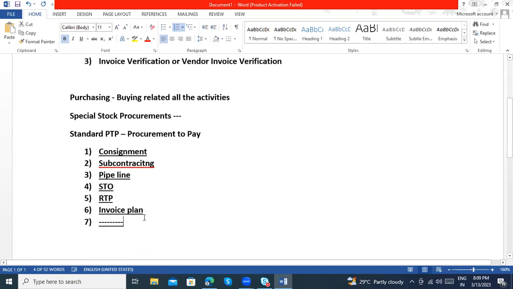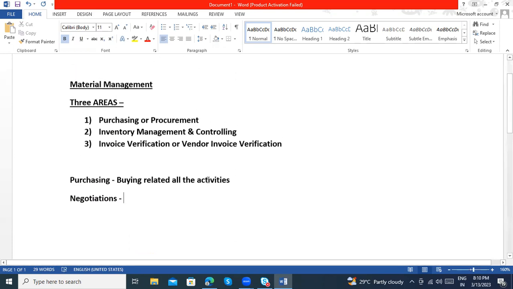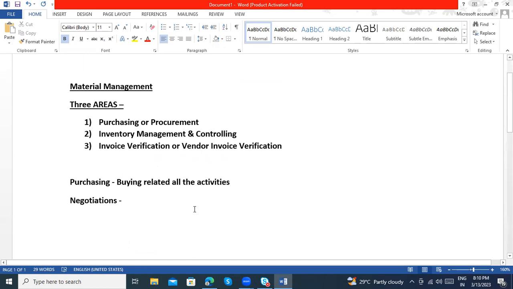Other than these special stock procurements and the standard business process, we'll also discuss negotiations. Different vendors are there, distributing multiple products, so how can we negotiate that? If we have multiple vendors, how can we get the stock, how can we get the price quotation, and compare them, that is price comparison.